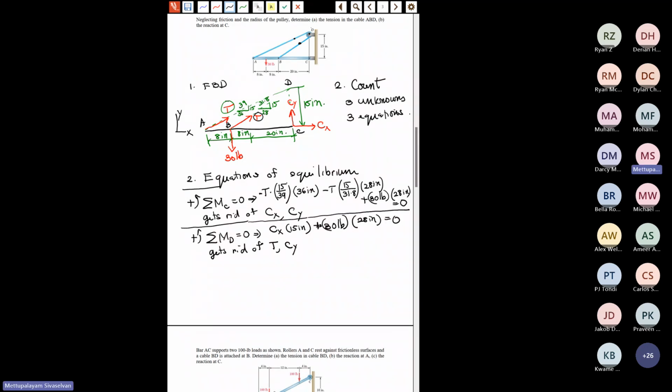And having done these two, the only thing we haven't gotten yet is Cy, so we can just do the sum of the forces in the y direction equals 0 like this, and that'll give me Cy.